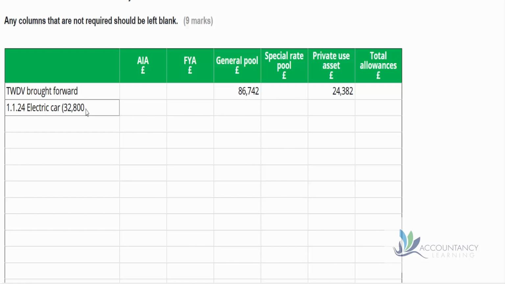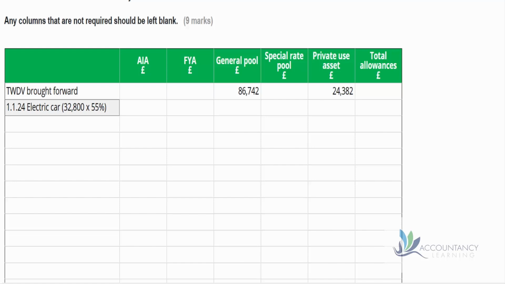But remember that 45% of the time, the owner is using it for private use. So that means we can only include 55% in our capital allowance calculation. But what we need to decide then is which column are we going to put it into. So let's remind ourselves what these different columns are all about.